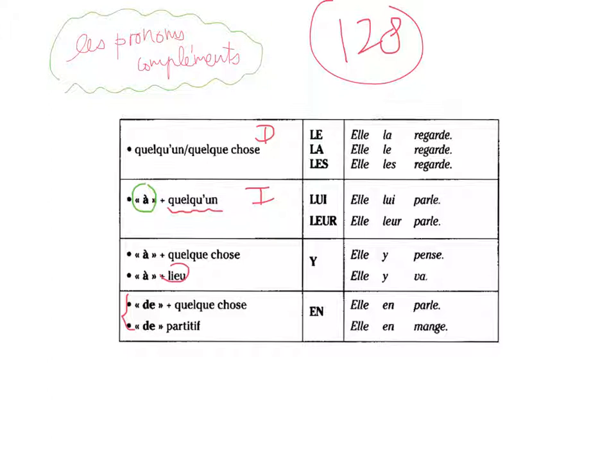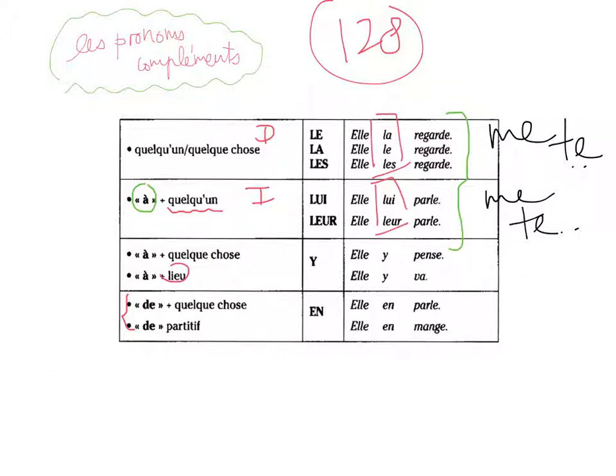What about me, te, nous, vous? They don't change, right? Here and here, it's still the same. We will use elle me regarde, elle me parle. Elle te regarde, elle te parle. Elle nous regarde, elle nous parle, etc., etc. The only thing changing is this and that.